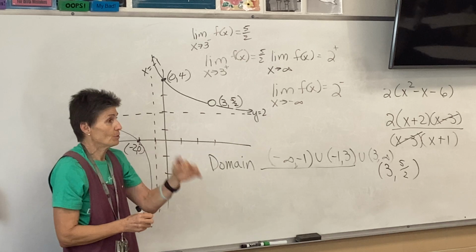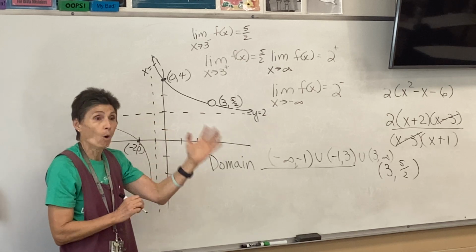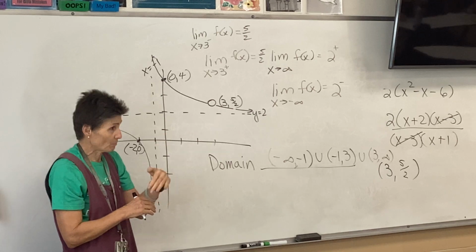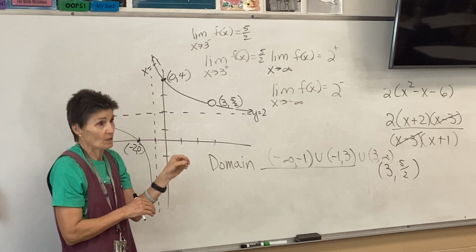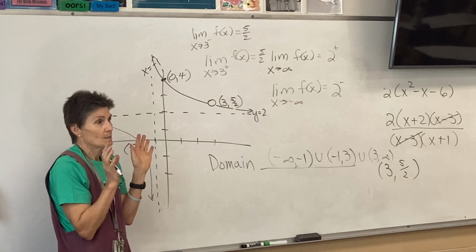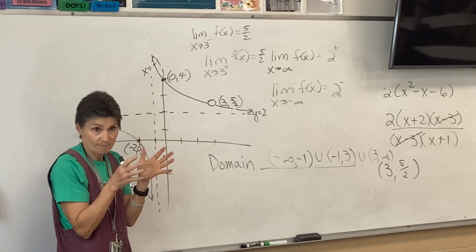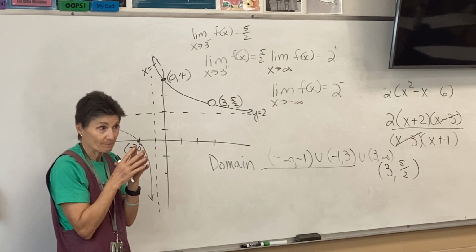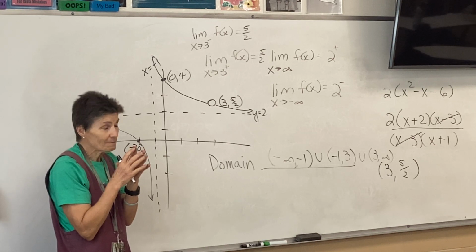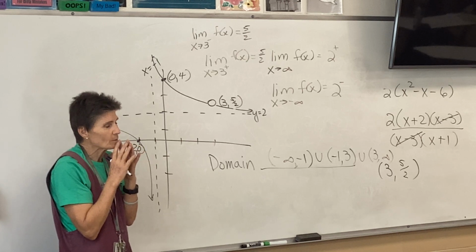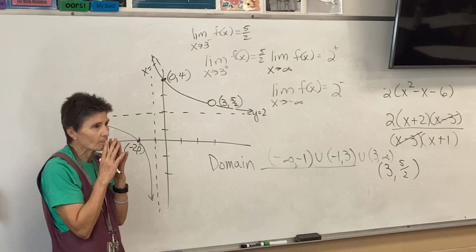Every discontinuity, removable or not, a hole is a removable discontinuity, a vertical asymptote is non-removable. Every one of those is excluded. Throw it out. So your domain is everything else. We got it? Anybody want to tackle the range? What's the range of this function?